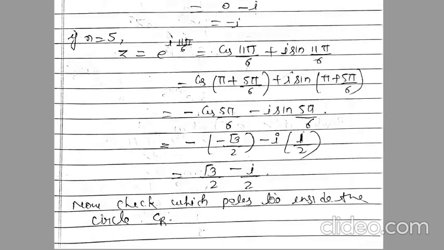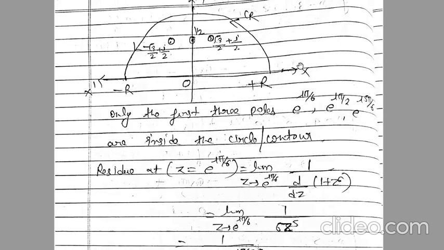That means only three poles will lie inside the circle, and those poles are e to the power I pi by 6, e to the power I pi by 2, and e to the power I 5 pi upon 6, right? The point root 3 by 2 plus I upon 2 will be here, pi by 2 will be here, and this will be here, right? So these are inside the circle or contour.